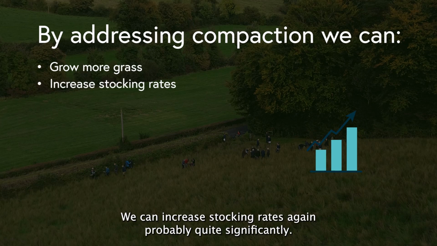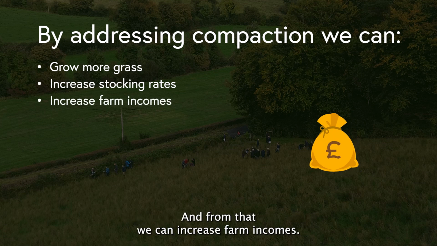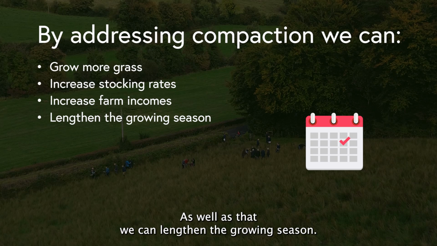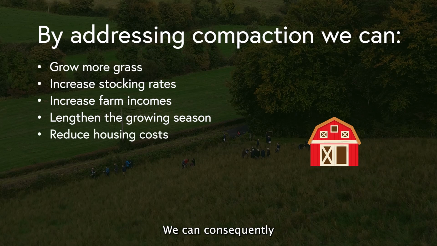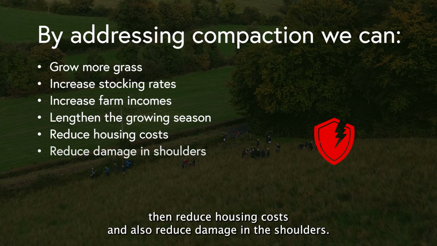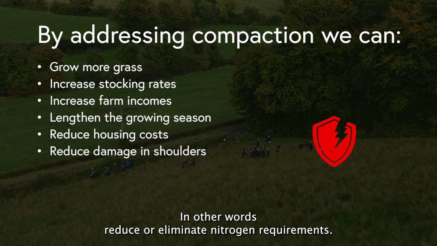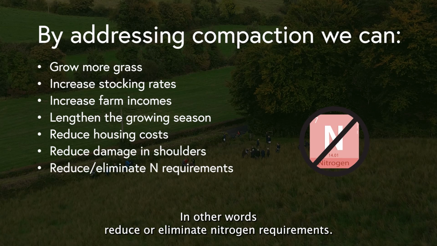So the outcomes from this are that we can grow more grass, probably significantly more grass. We can increase stocking rates, again probably quite significantly. And from that we can increase farm incomes. As well as that, we can lengthen the growing season. We can consequently reduce housing costs and also reduce damage in the shoulders. In other words, reduce or eliminate nitrogen requirements.